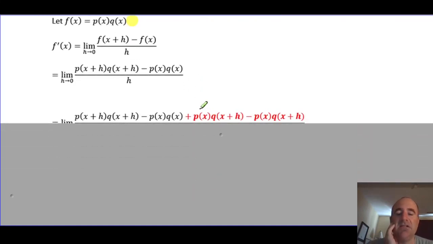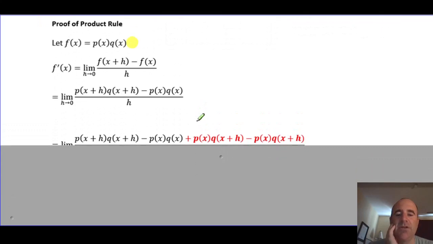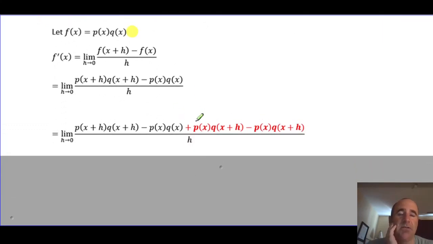The key to this proof, if you ever wanted to reproduce it, is a little fact that I have put in red for you. I'm going to take this right here and add p of x times q of x plus h and subtract that. That's allowed because I'm really adding 0. Why that? Because that's what makes it work out. To do this proof, I kind of had to know that that's how it's done.